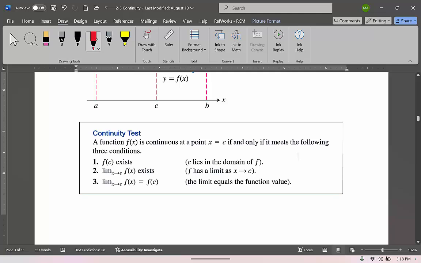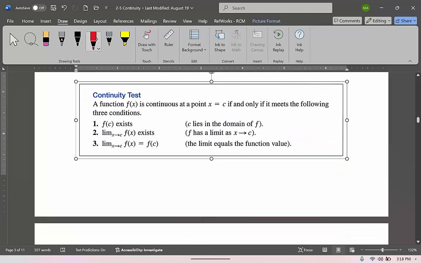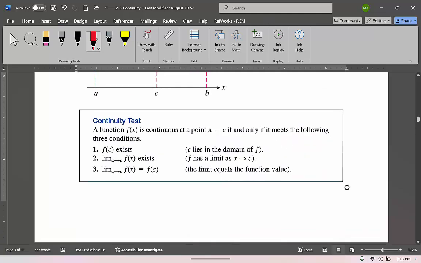All right, so that leads us to this test for continuity. I've already said it before, but we'll say it again. A function f of x is continuous at a point x equals c if and only if it meets the following three conditions. f of c has to exist, the limit as x approaches c has to exist, and these two things have to equal each other.